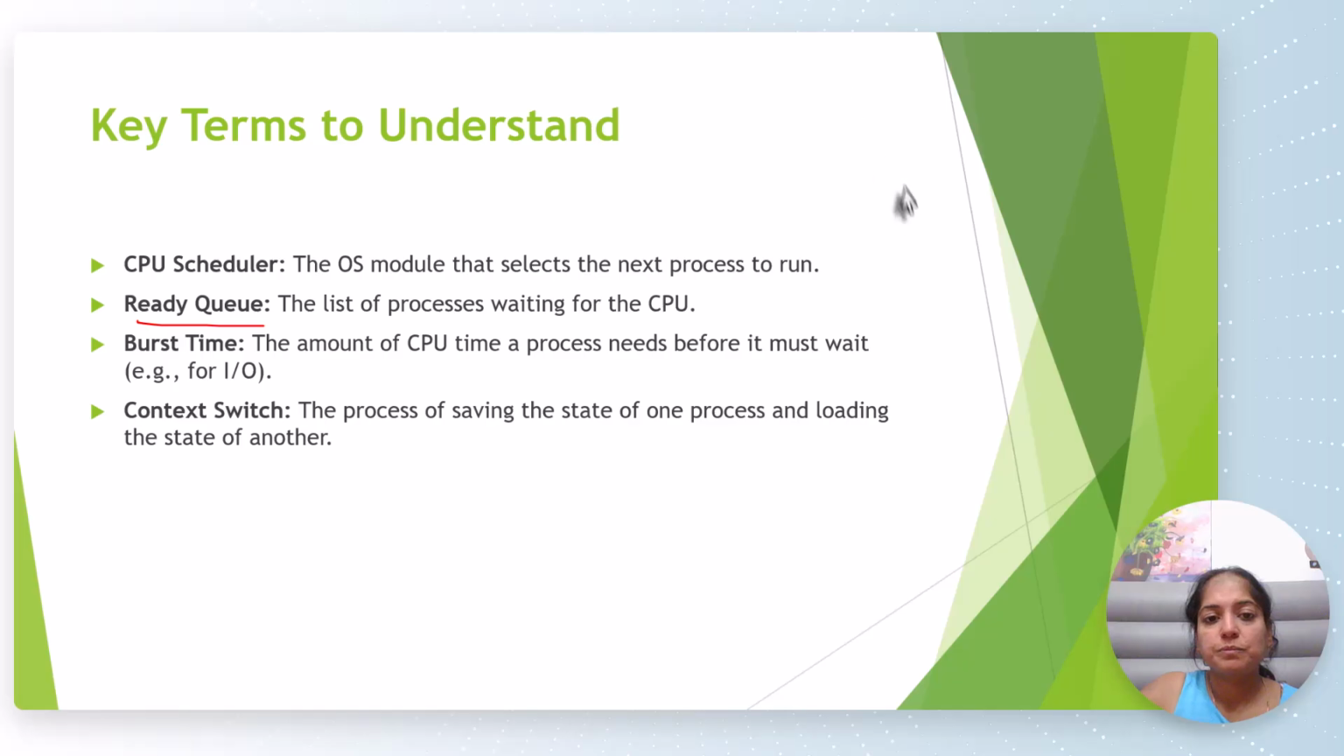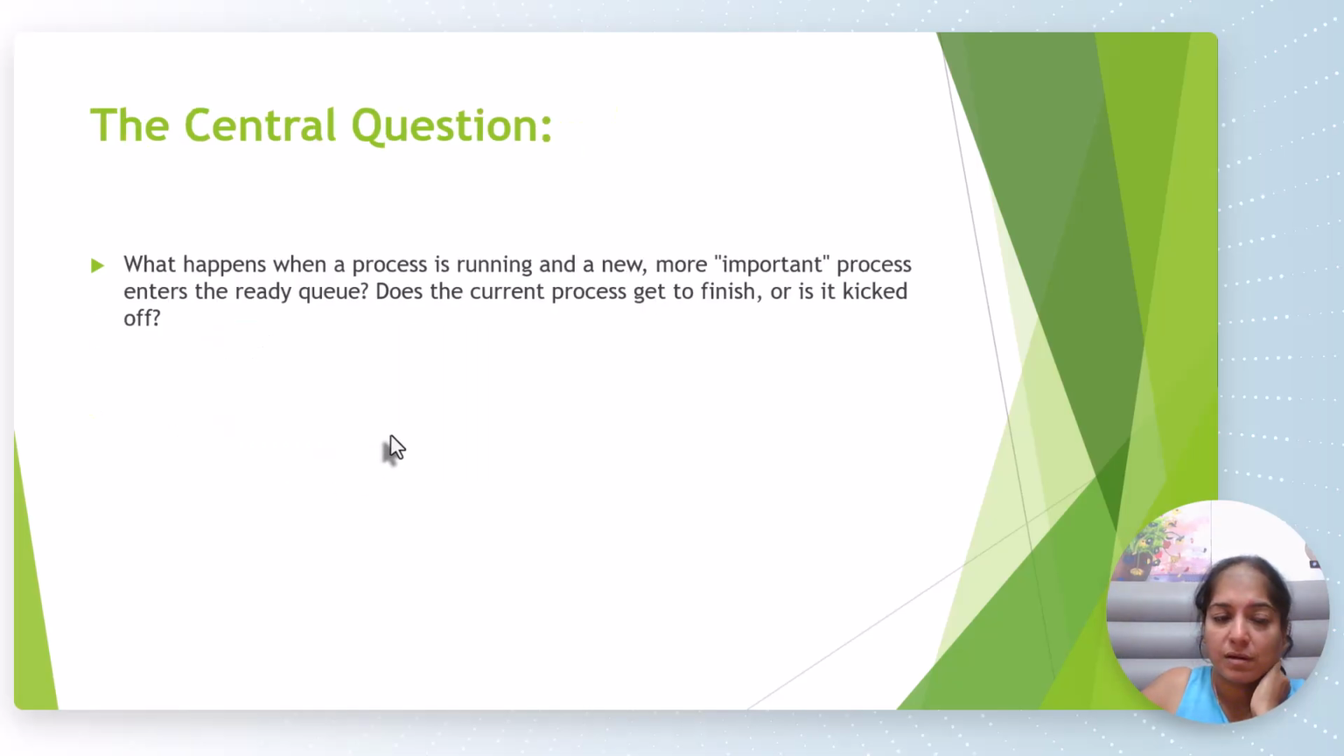Burst time. Burst time is the time a process needs before it must wait. It is basically the execution time of a process, how much time it requires for its execution. And context switching, as we have discussed, is the process of saving the state of one process and loading the state of another process.